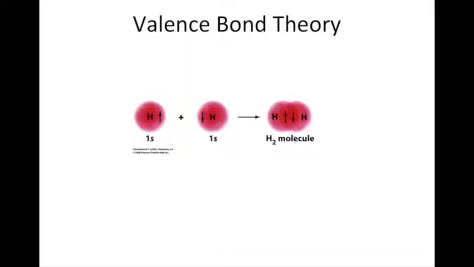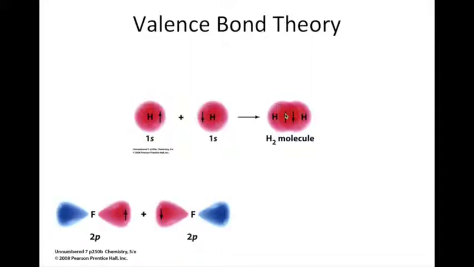The covalent bond is formed when the atomic orbitals overlap. You can see them overlapping here, and they share the pair of electrons. You can see the electrons have opposite spins, and they're located in the region of overlap, creating our covalent bond. Let's take a look at another example.